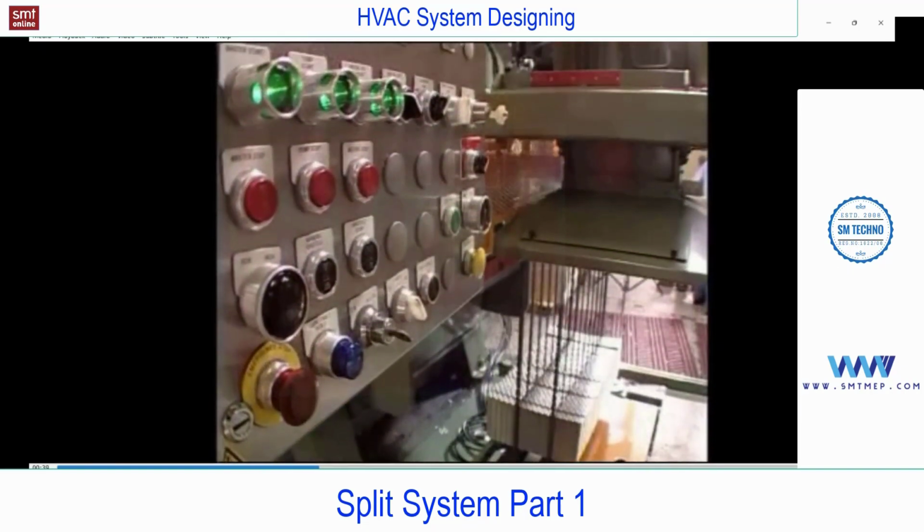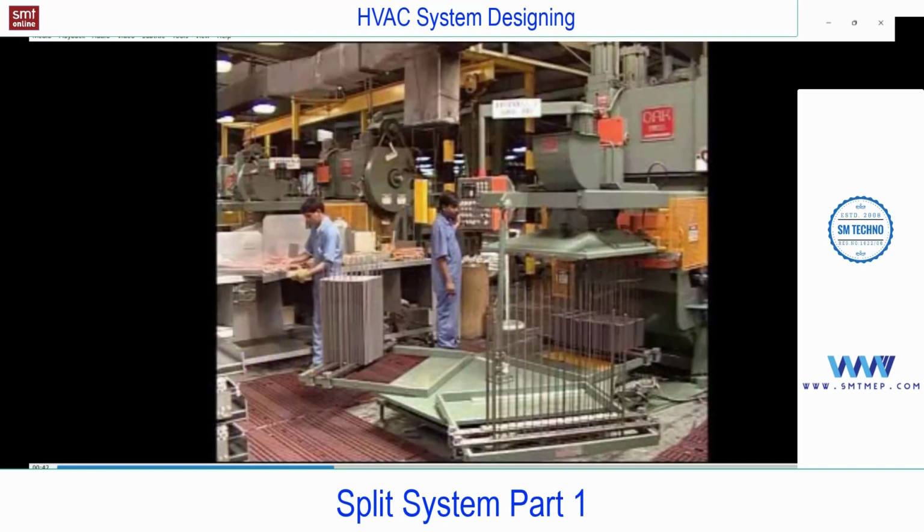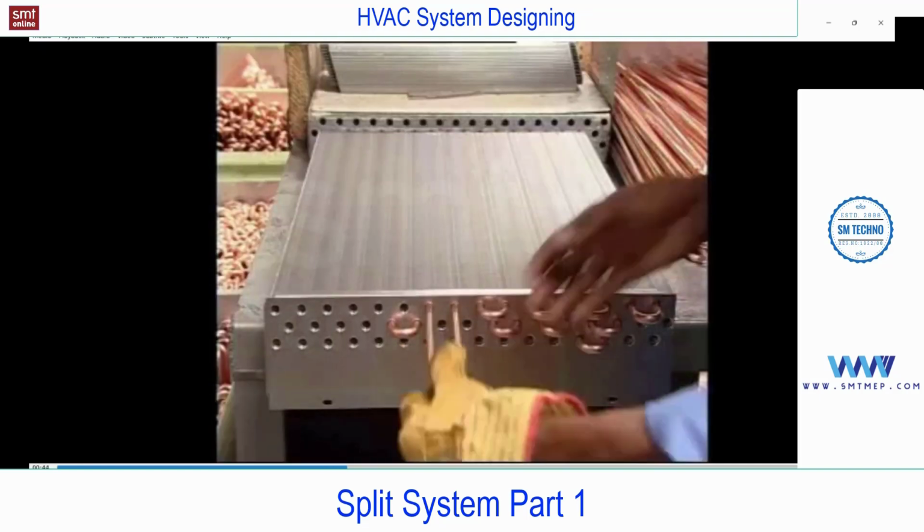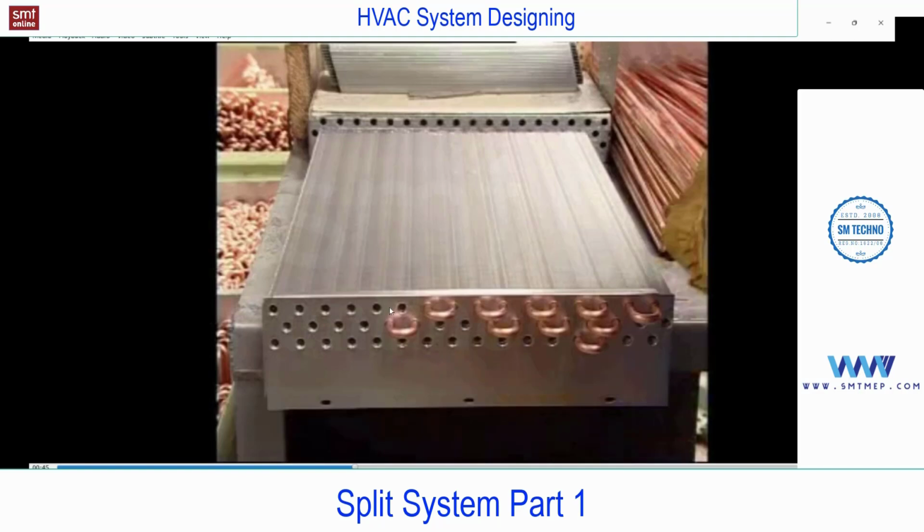Fins are then collected, end plates attached, and hairpin tubes inserted, thus forming the heat exchanger. Here you see, you can consider this heat exchanger as a 3-row heat exchanger. You see, one row, second and third. So it's a 3-row heat exchanger. You may find 1 row, 2 row, 3 row, 4 row, depending on the capacity or the model.